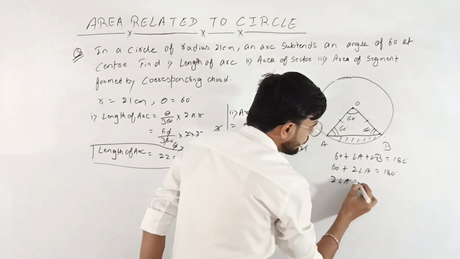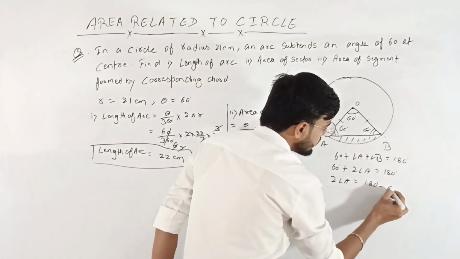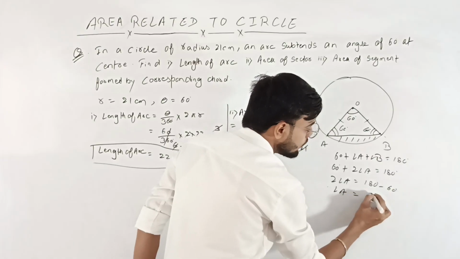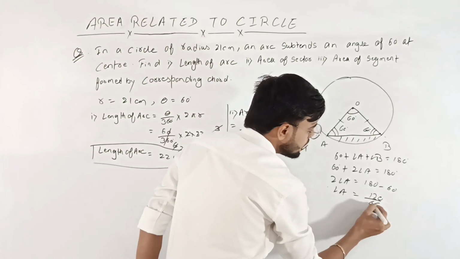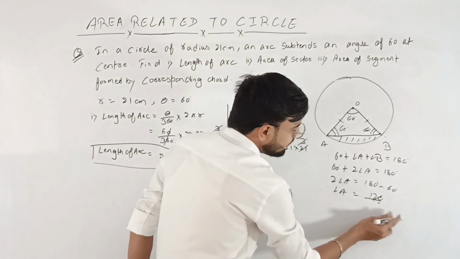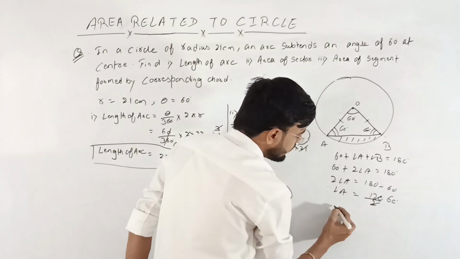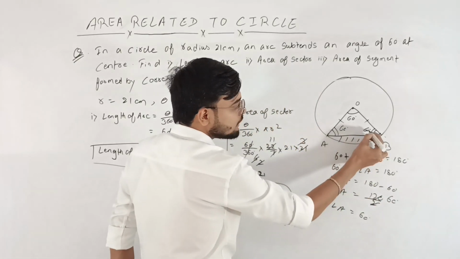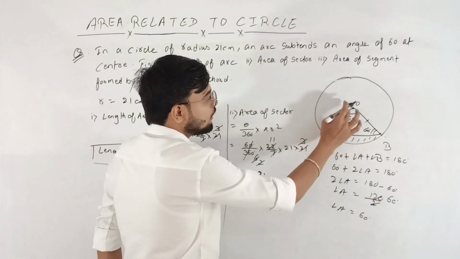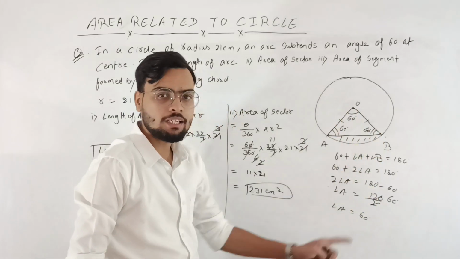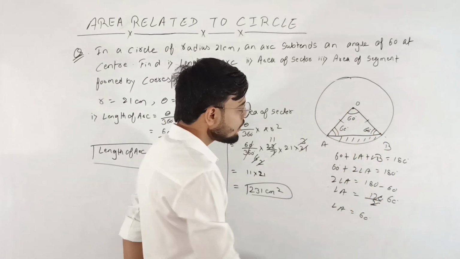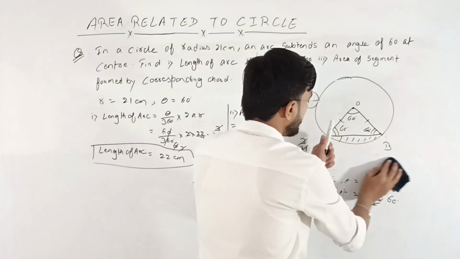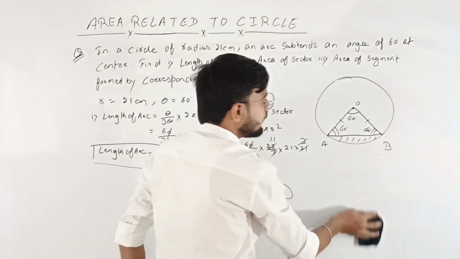So 2 of angle A is 180 minus 60, so angle A is 120 upon 2. So from here I get angle A is 60 degree. Then angle B is also 60, because they are equal, because OA and OB are radius. Understood? So now look, triangle AOB is an equilateral triangle.